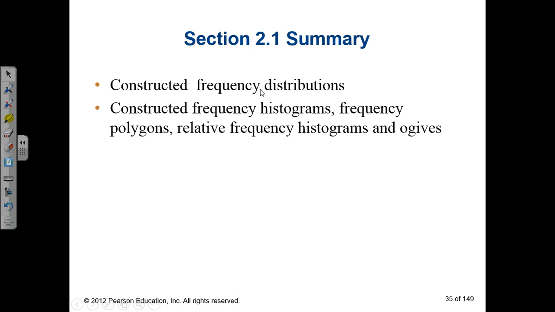That's the end of 2.1, so you should be able to interpret a frequency distribution. You should be able to construct a frequency histogram and a frequency distribution and the various graphs. Go now to my math lab and complete the homework for 2.1.